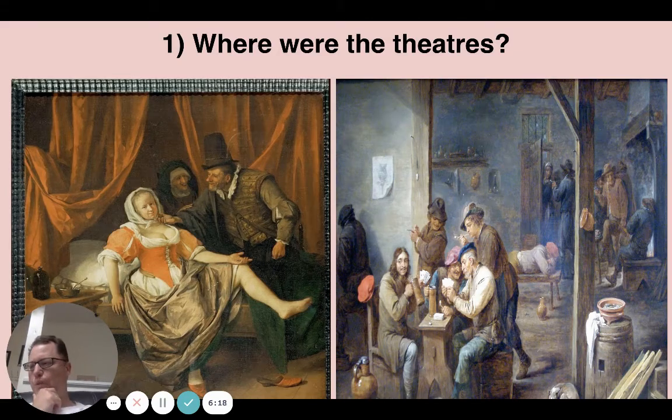Okay, where were the theaters? The Rose, the Globe, the Curtain, the Swan were all in the wrong side of town. They were in Southwark, the south side of the river, where you had numerous whorehouses, strangely enough, mostly owned by the same men that owned the theaters, right?